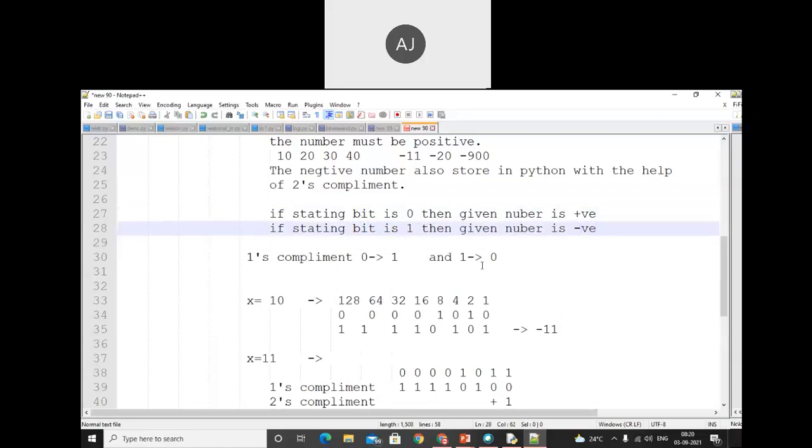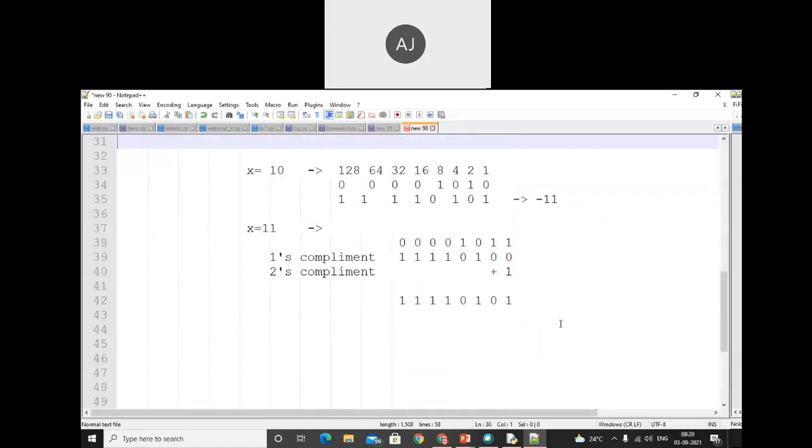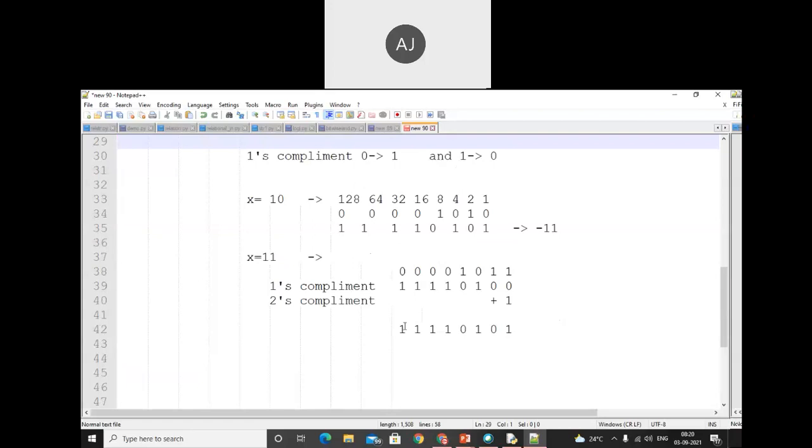This type of question will be asked in the interview. So when we talk about this last option, see the starting bit is 1. That means the given number is negative. This one is the negation of minus 11. When we talk about 10, the starting bit is a 0, then that means the given number is positive.